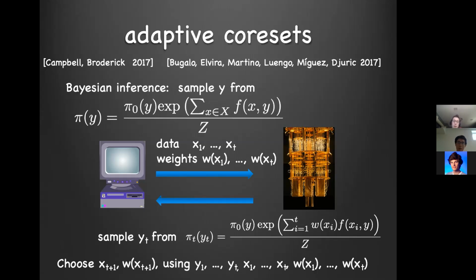And then, using the stuff that the quantum computer passes back, you extend your core set. You choose one more data point. So you're not just using the important sample weights that you got at the beginning. This is informed by what you're getting back from the quantum computer.